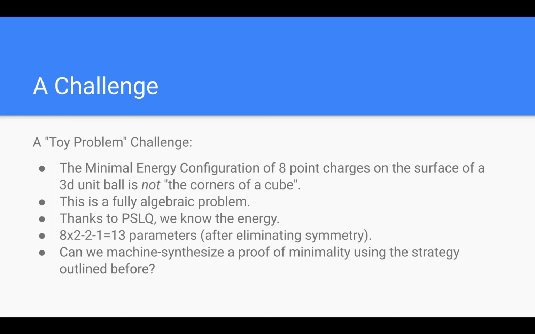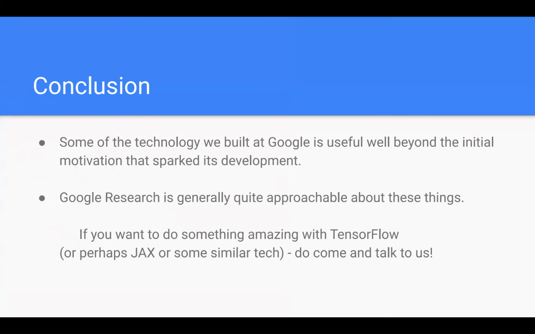Still, this is a fully algebraic problem here. And in fact, thanks to the PSLQ algorithm, we think we know the energy for the minimal energy configuration. We just don't have a proof that this really is the minimum. Overall, this problem of eliminating symmetry has 13 parameters. And the question here is whether we can machine synthesize a proof of minimality using the strategy I just outlined.